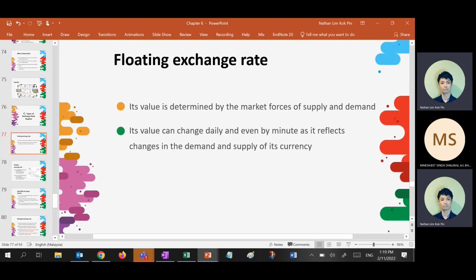First type of exchange rate is known as the floating exchange rates. Floating exchange rate is like, if you take micro before, it's like the free market system, right? The government doesn't intervene at all. When they don't intervene, the value solely depends on the forces of supply and demand, right? Developed countries usually use floating exchange rates, right? The value can change daily and even minutes nowadays.